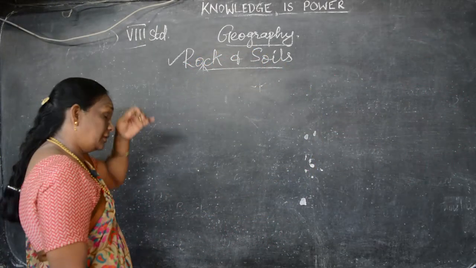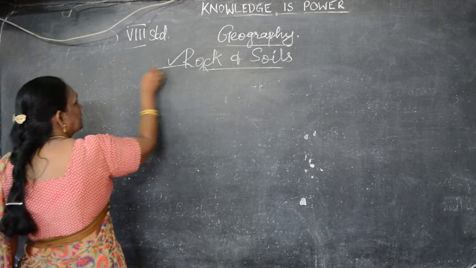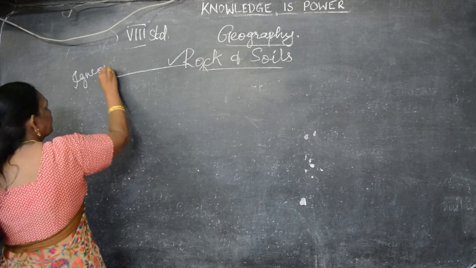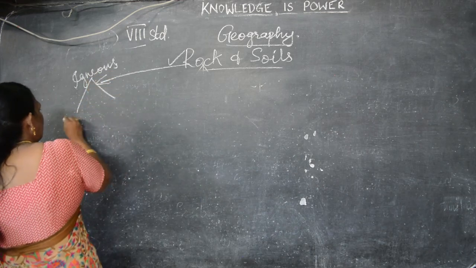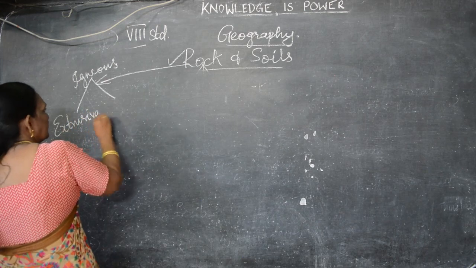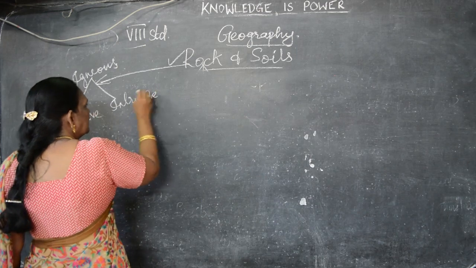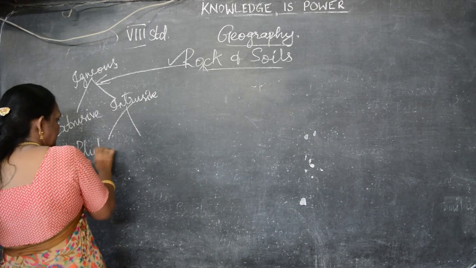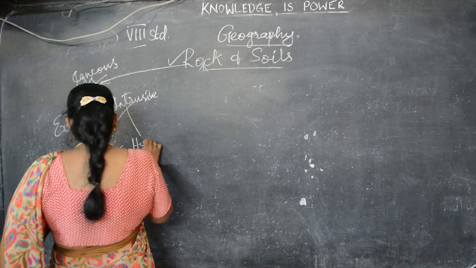So the rocks are classified into three types we saw. That is igneous. Igneous are of two types, extrusive and intrusive. This intrusive is of two types, plutonic and hypabyssal.